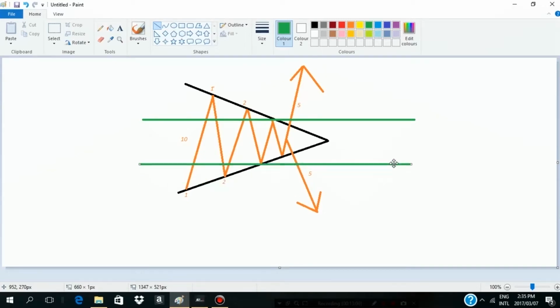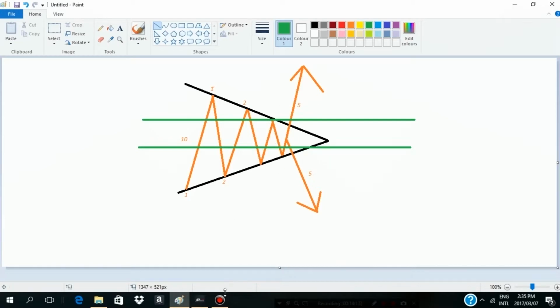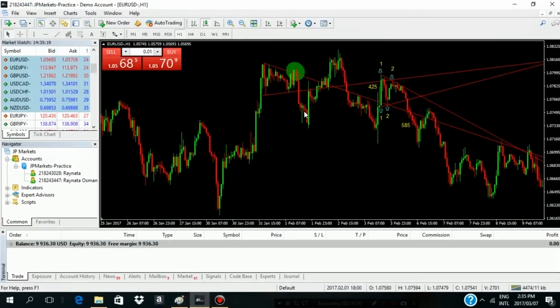So if it breaks up, you're making money, but if it breaks down, you're also making money. Now, there are a few risks. Because your triangle moves up and down, you want to make sure that you are not placing your pending order inside your triangle. So I'm going to show you how to plan for this trading opportunity using the triangle we had just spotted.